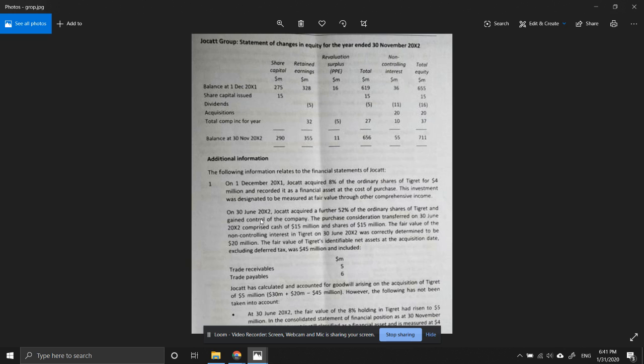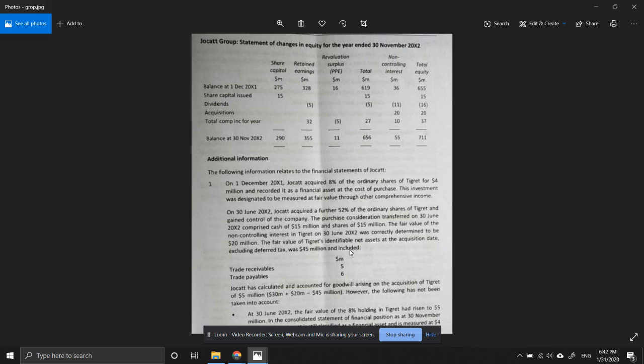On 30th June, right? So after how many months? So December, January, February, March, April, May, June, right? Whole of June. That means 7 months. Yep, 7 months. Acquired 52%. So 52 plus 8, now it's 60. The purchase consideration comprised on 30th June of 15 million cash, shares of 15 million, right? The fair value of non-controlling interest on 30th June was determined to be this value.